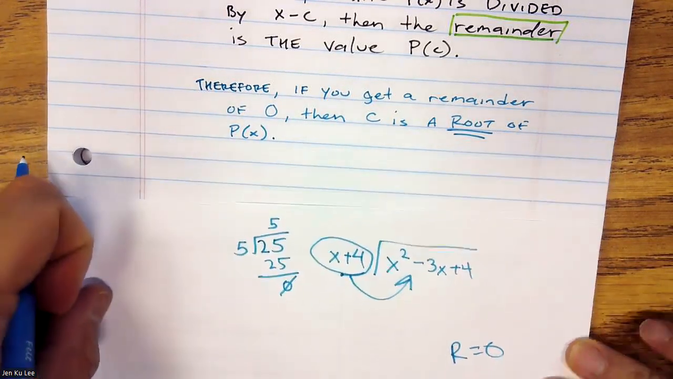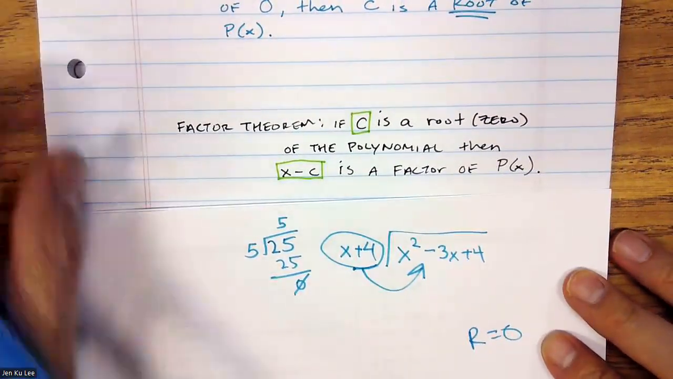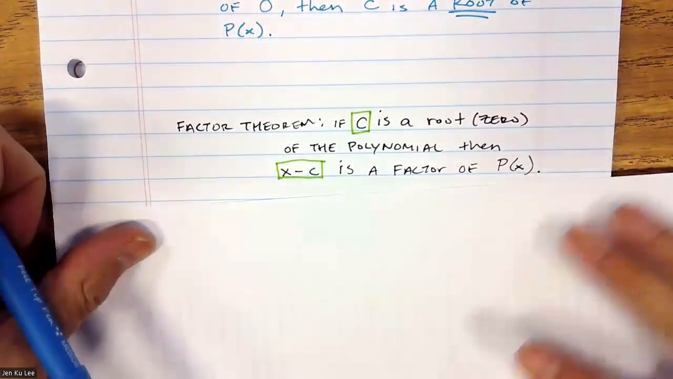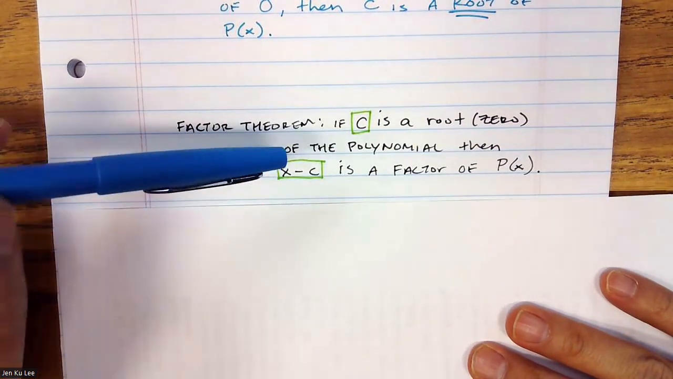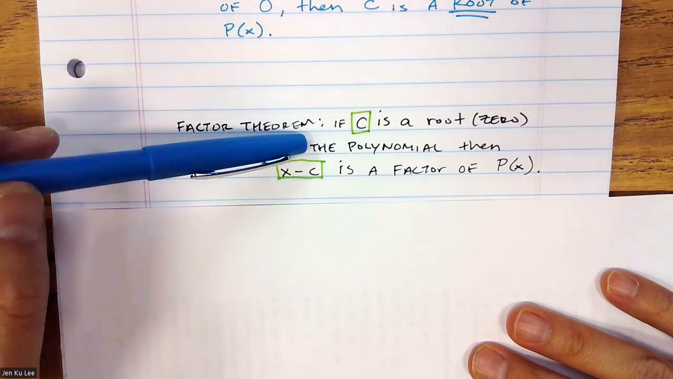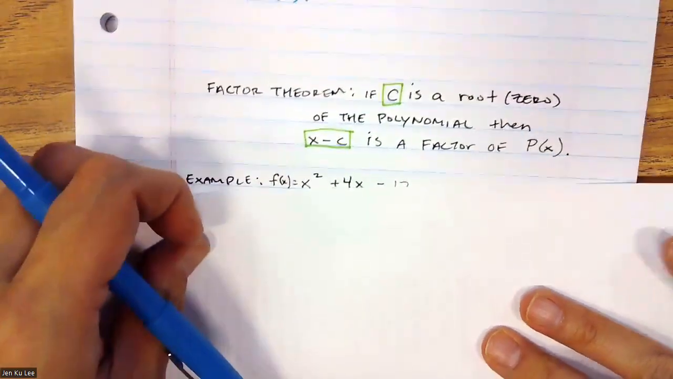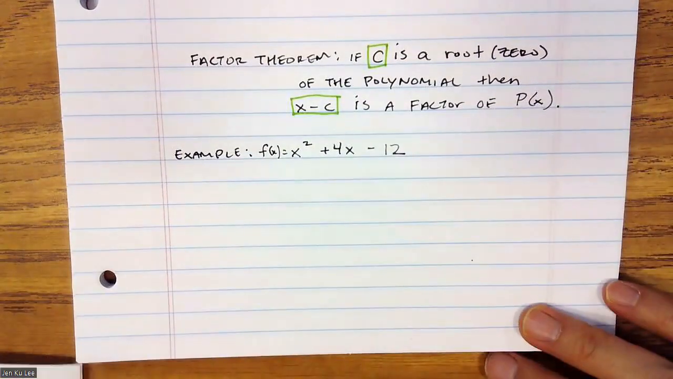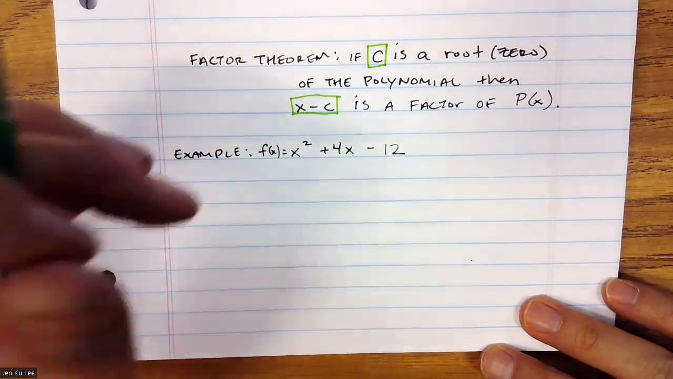I hope it does. Okay, now here is the factor theorem. The factor theorem says if c is a root of the polynomial, then x minus c is a factor. This is the more important theorem, so I want to take some time to talk about it.